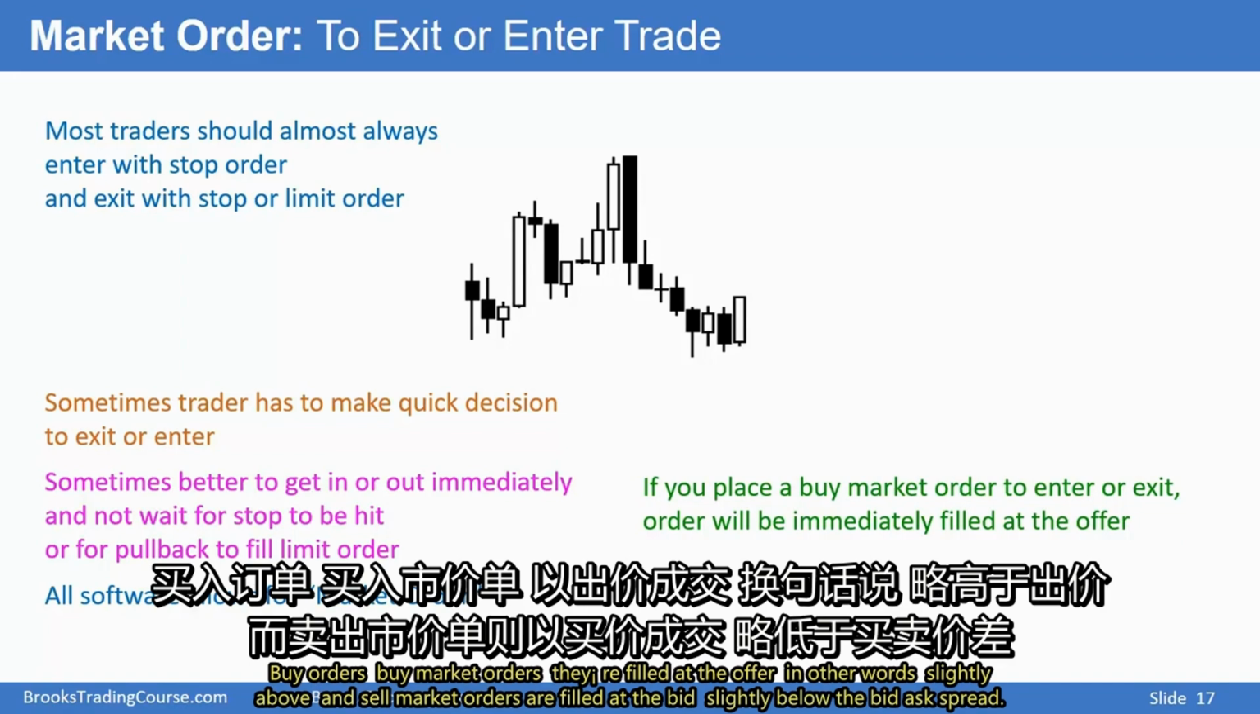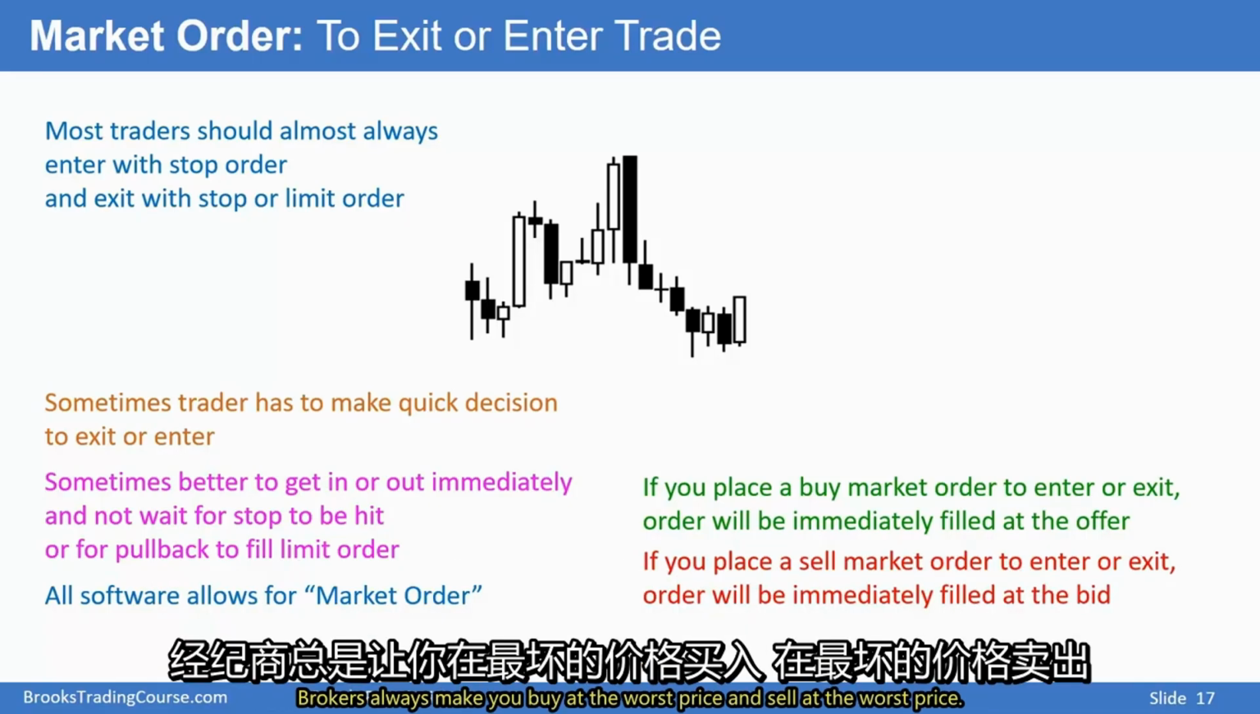Buy market orders are filled at the offer, in other words, slightly above. And sell market orders are filled at the bid, slightly below. The bid-ask spread. Brokers always make you buy at the worst price and sell at the worst price.